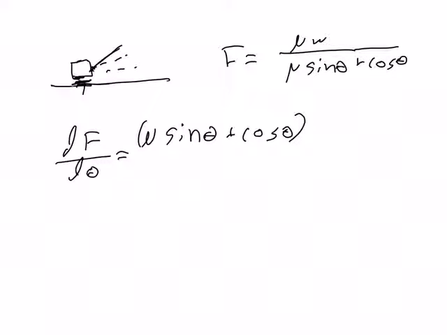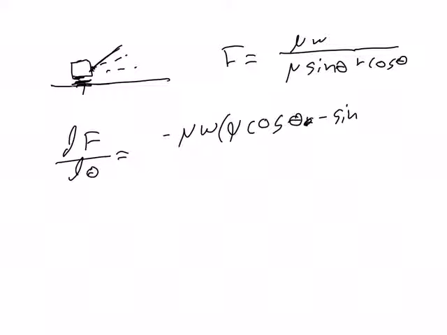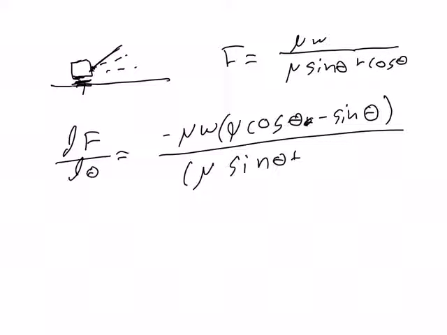All of that times, well, w and mu are constant, so we get a 0 up here. So we can just get rid of all this. And then we're going to have minus mu w times u cosine the angle minus sine of the angle all over u sine of the angle plus cosine of the angle squared.